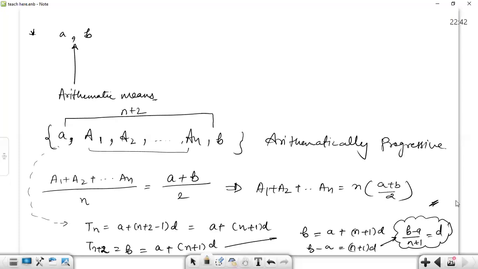Note it down. B minus a divided by n plus 1 is the common difference for this particular arithmetic progression, because this time the only change is that we have inserted a few numbers from a1 to an, and the common difference will be according to b and a, and also the number of terms that we have to insert in between. Any doubts? I know this is a little complex, but you have to understand it thoroughly.